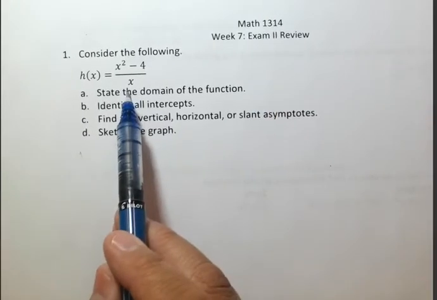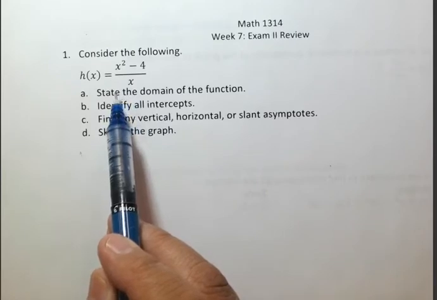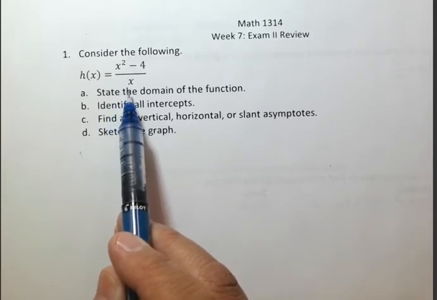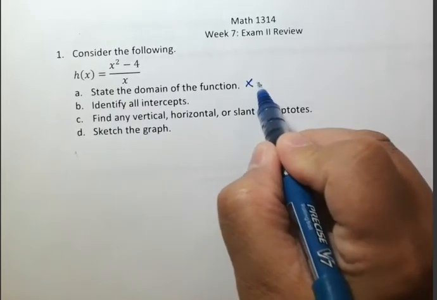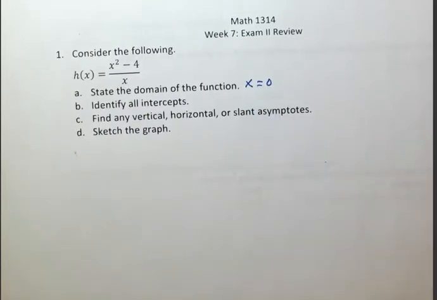Since we have a fraction, that means there's going to be a restriction. So we set the denominator equal to 0. What this means is that your domain is all real numbers except for 0.